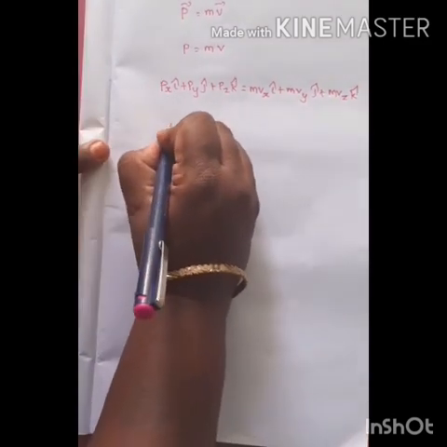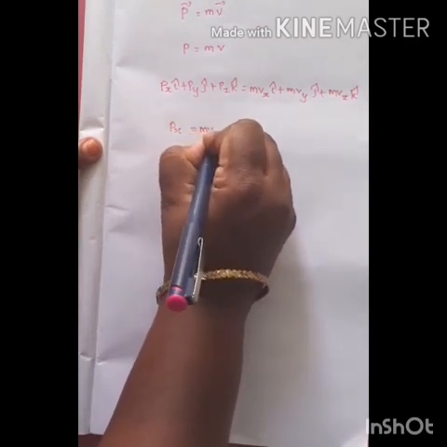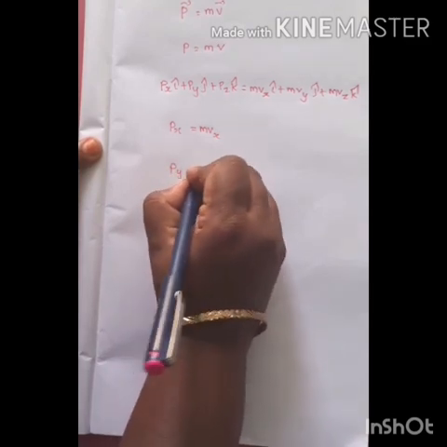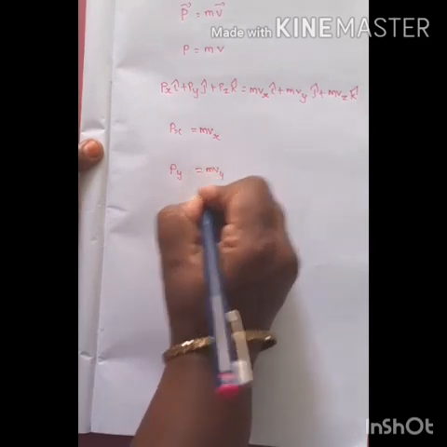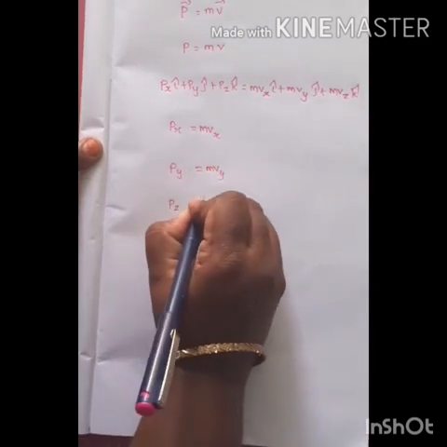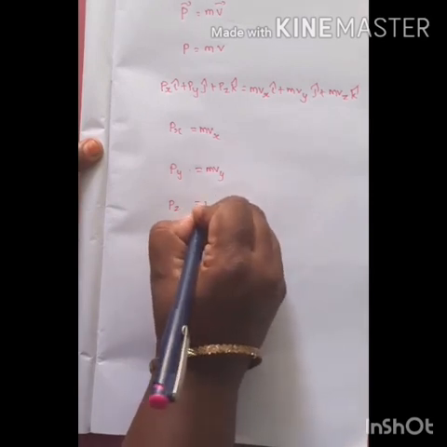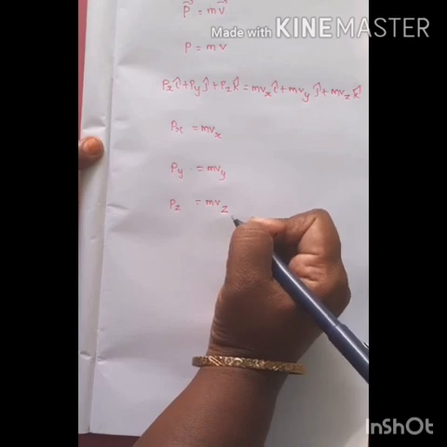px is the x component of momentum. It is equal to m vx. py is the y component of momentum and is equal to m vy. pz is the z component of momentum and is equal to m vz. The momentum of the particle plays a very important role in Newton's law.